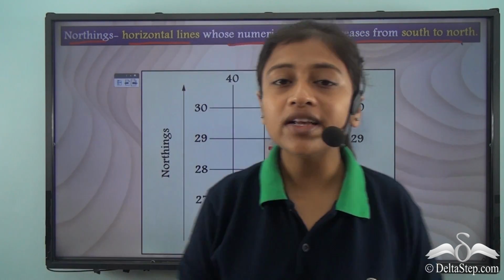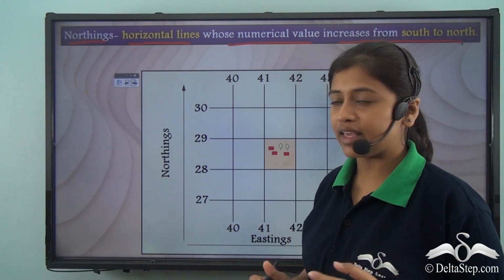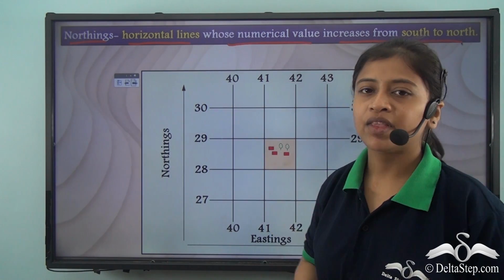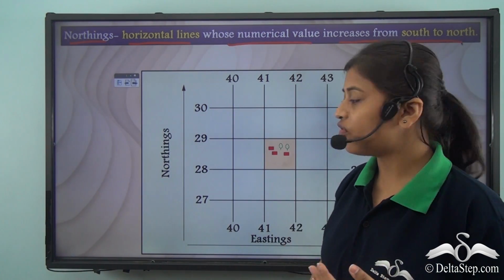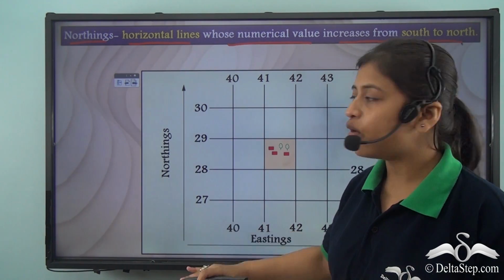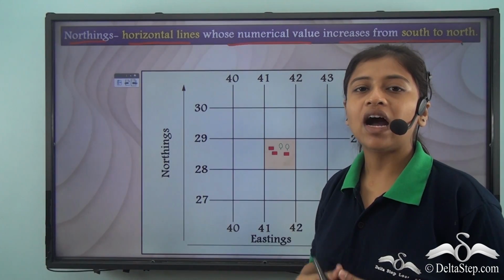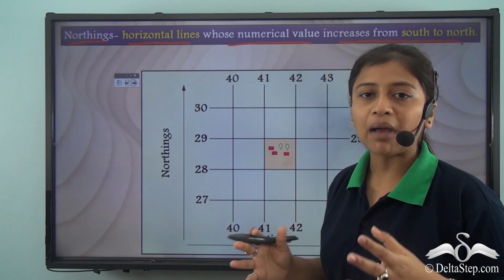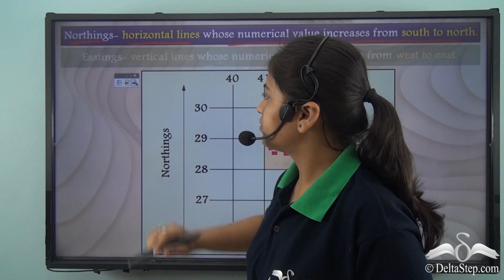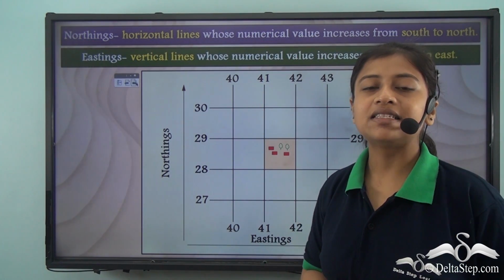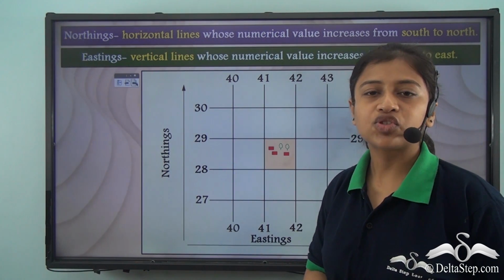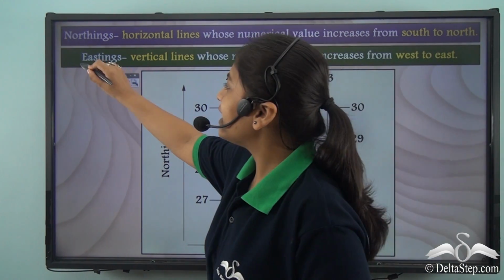So here the horizontal lines or Northings are 27, 28, 29, 30. So we see that the value of these horizontal lines keep increasing as we move from south to north. However, another line that we can find on the map here is the vertical line. So the vertical lines that intersect the horizontal lines on the topographical maps are called eastings.